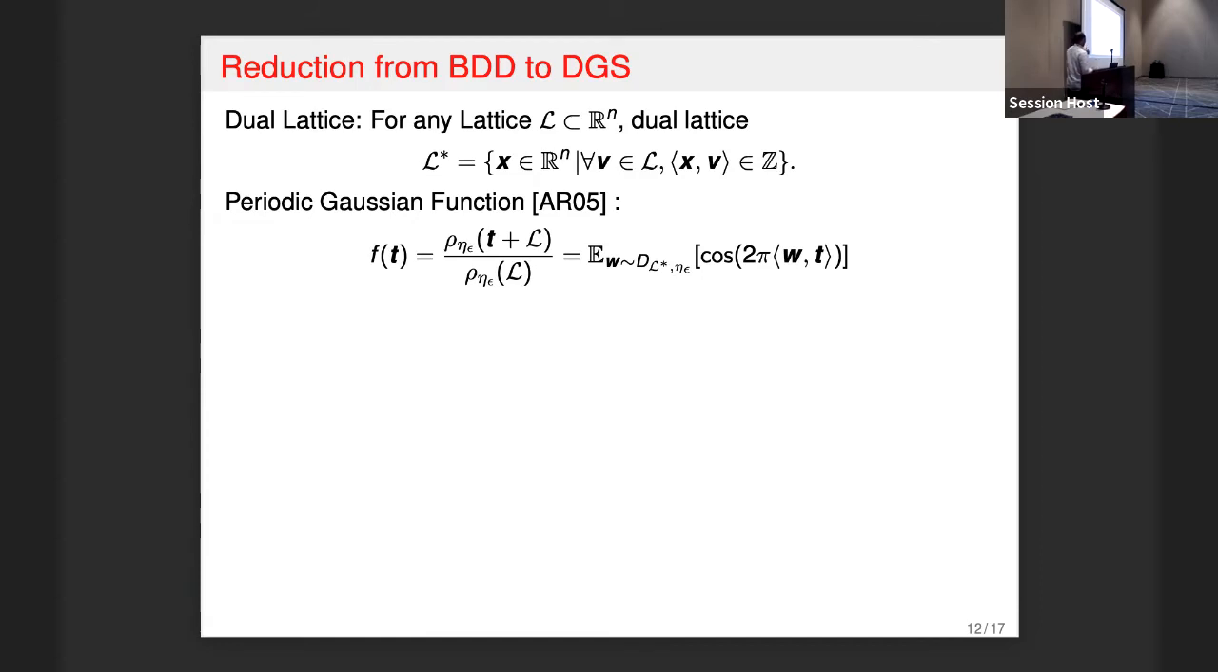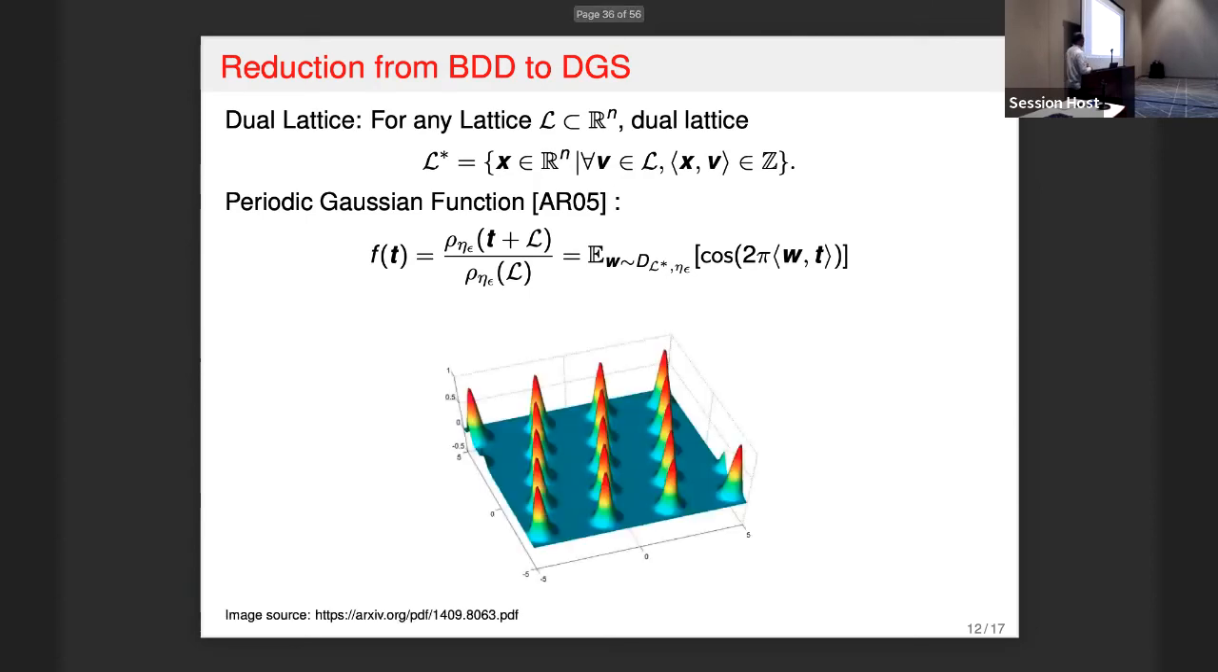As you can see, they show that this is equal to the expectation of cos of 2 pi times the inner product of W and T, where W is sampled from the discrete Gaussian over the dual lattice at smoothing parameter. By the second expression, you can see that this achieves the maximum value when T is a lattice vector, because then the inner product of W and T will be an integer, and f of T gets the maximum value. So this is how the function looks. It achieves the maximum value at the lattice points, so f of T gives us some information about how far we are from the closest lattice vector.